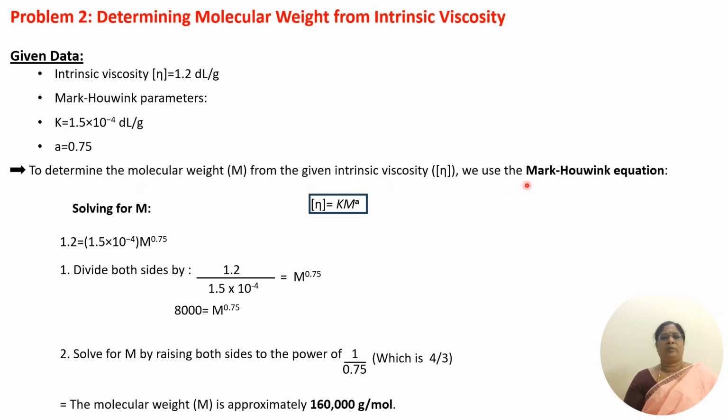And we know the Mark-Houwink equation: eta is equal to K Mv power a. So substitute all the given data in the problem, that is eta is 1.2 and K value is 1.5 into 10 raised to the power minus 4 and M power 0.75. Rearrange the values, divide the equation and take powers on both sides. We will get the answer as 1,60,000 gram per gram mole.